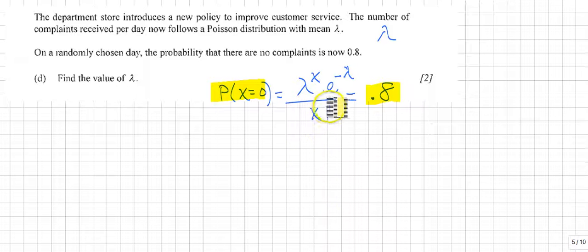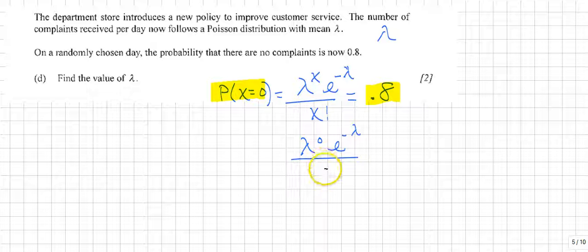So we have to take this and solve for lambda. Well, x represents the number that we're trying to achieve, which is 0 in this case. So let me replace: we have lambda to the 0 power, e to the negative lambda, over 0 factorial, and that's equal to 0.8. So all we have to do is solve this little equation. All the zeros don't pose much problem. Lambda to the 0 is 1, and 0 factorial is 1 on the bottom. So we have e to the negative lambda equals 8/10.